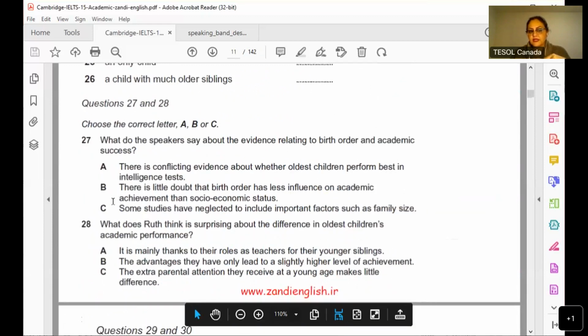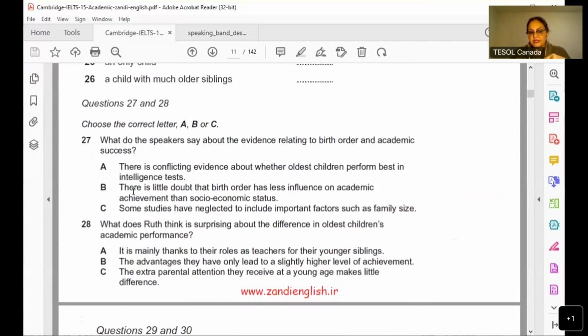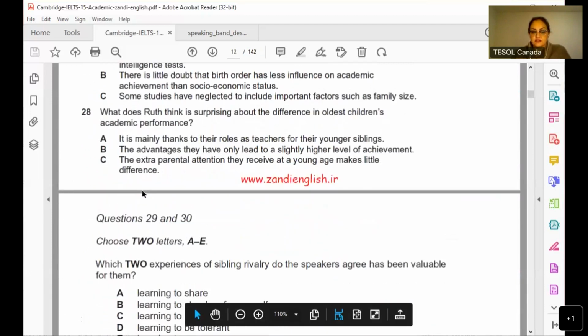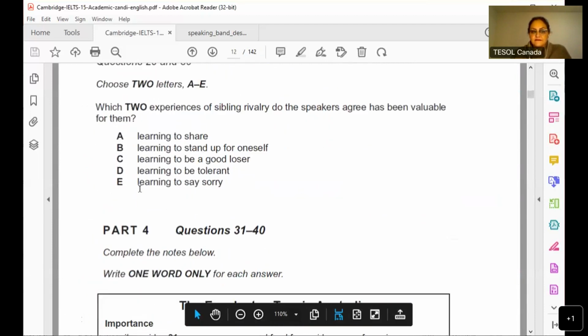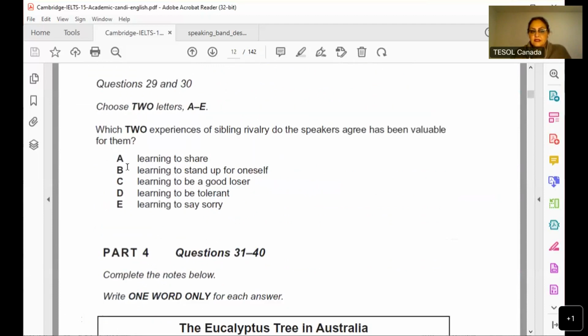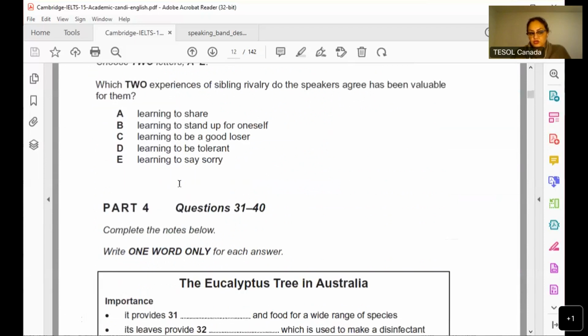And here is a multiple choice, A, B, C, what's the correct answer? They have to read it, underline the keywords, even for the choices, and find the differences. And also for part 3, which two experiences of siblings do the speakers agree have been valuable for them? So A, B, C, D, E, only 2. So they have to choose 2.